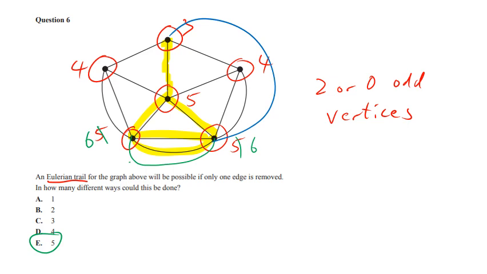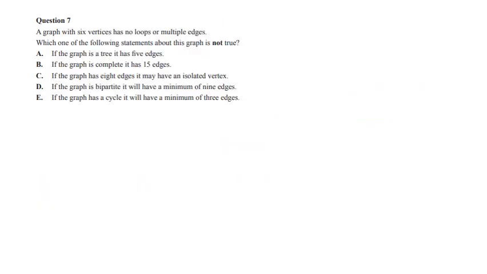Okay, so we have a graph with 6 vertices. So there we go, that's our 6 vertices. No loops or multiple edges, which of the following is not true. And the strategy here is just to draw out some of the possibilities. So if the graph is a tree, it has 5 edges. So let's go 1, 2, 3, 4, 5. There we go, lovely looking tree. We can do that. So it's true, therefore it's not A.